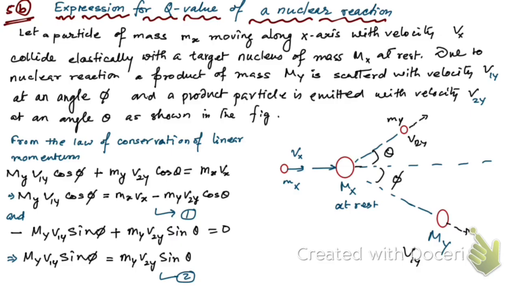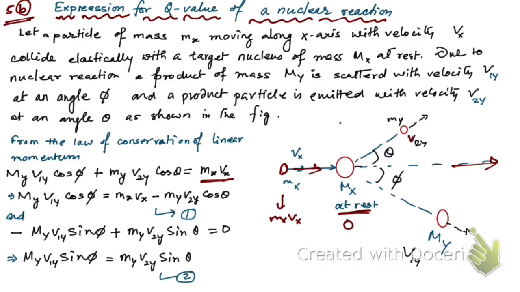Then by the law of conservation of linear momentum, now you see, the linear momentum of this particle before collision is mx vx. That is what we have written here. As the target is at rest, its linear momentum is 0. So mx vx plus 0, total momentum before collision is mx vx, right? Then total momentum after collision along this direction: we have no linear momentum along the y-axis, only along the x-axis.